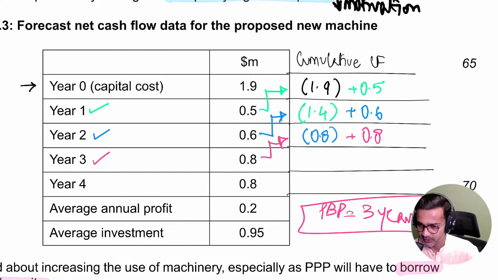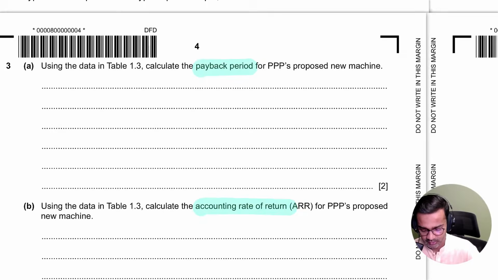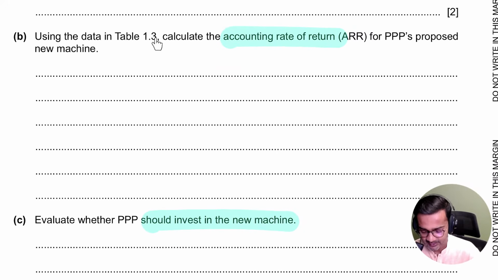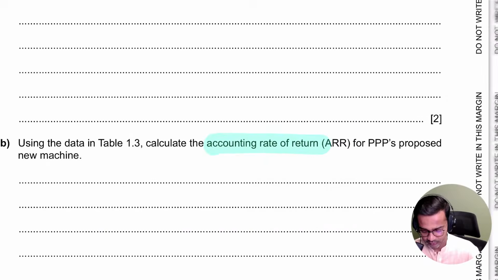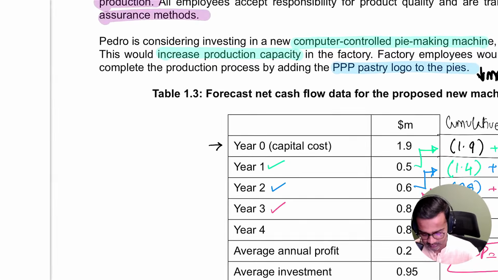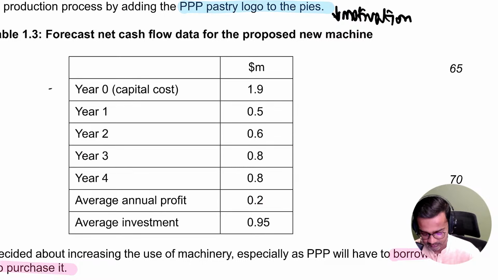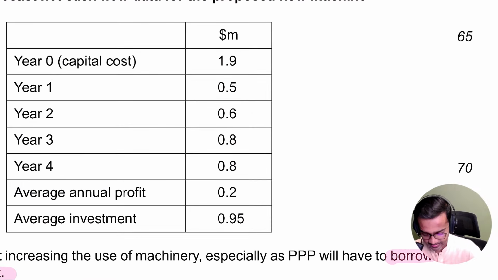I'm going to move on to the next calculation question, which is: using the data in table 1.3, calculate accounting rate of return for proposed new machine. Okay, now again I'll go to the table here, and unfortunately I have to erase this, so sorry guys. All right, now there are 4 steps in calculating ARR. First thing you got to do, and I'm going to do step 1 here. So this is where I'm doing the steps.